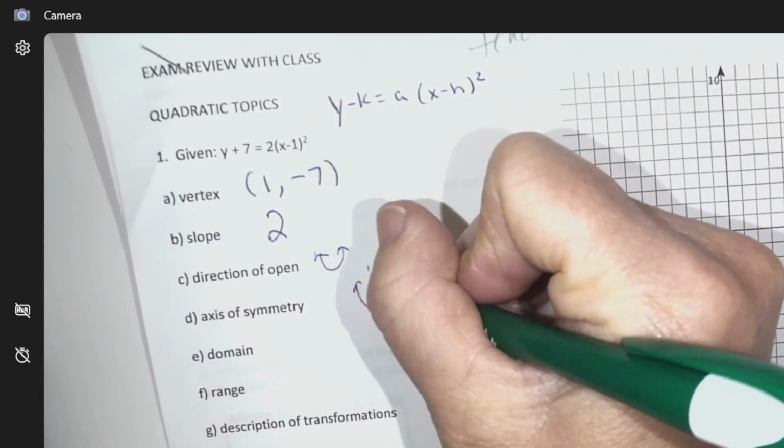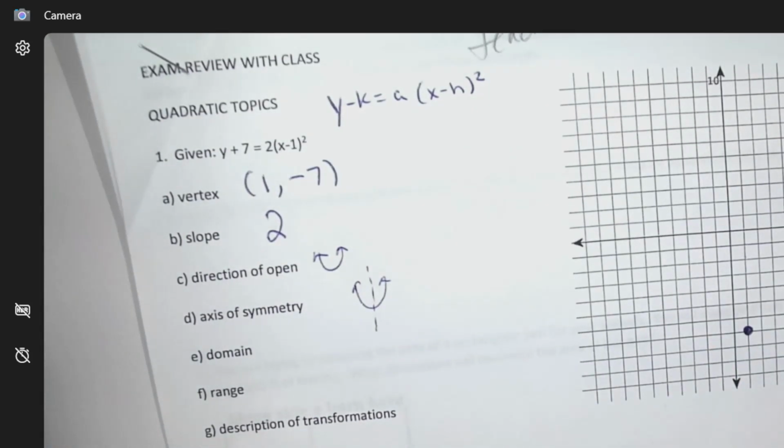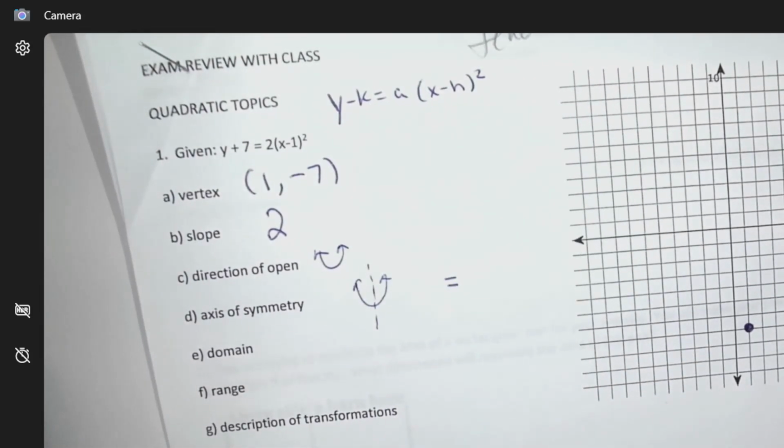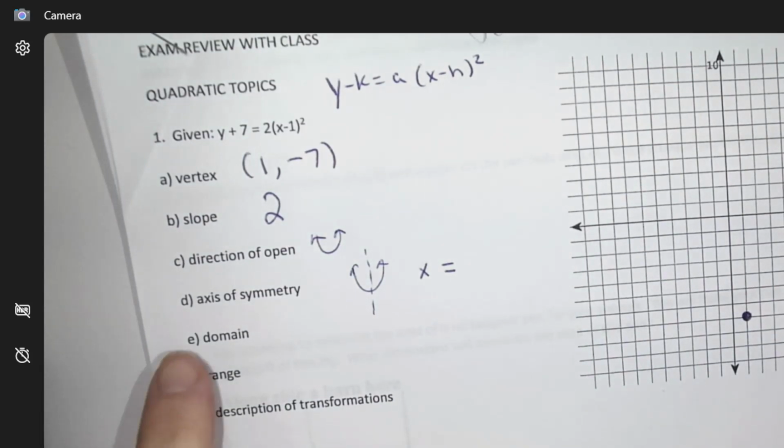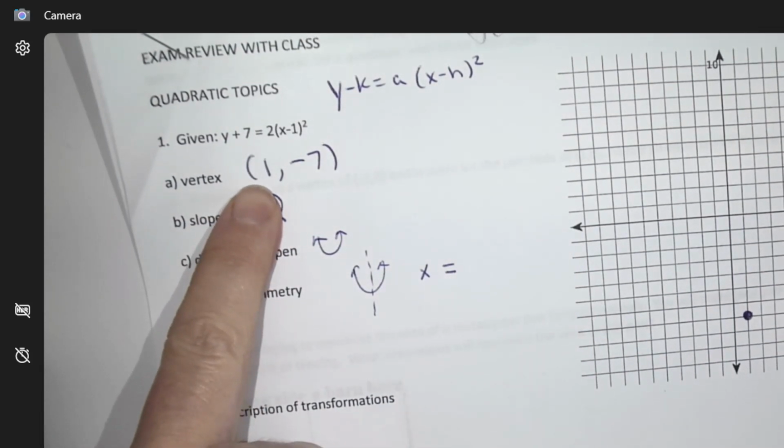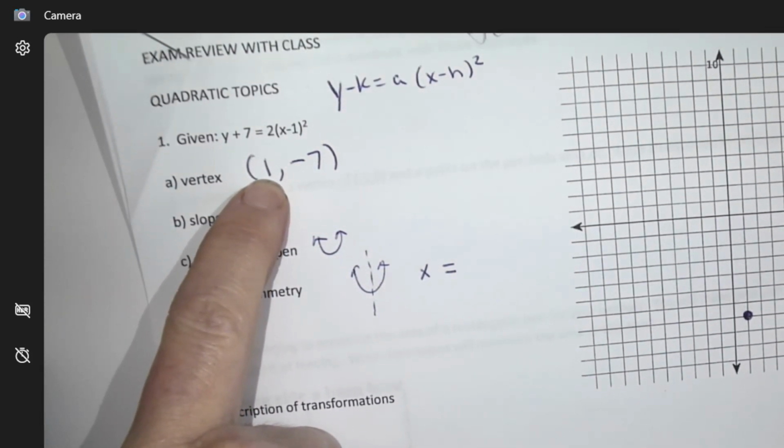Okay, the axis of symmetry is, if I could slice it right down the middle, what would that cut line look like? So I'm going up and down. So I need an equation. How do you make an equation of a line that goes straight up and down? x equals, and which x value is it going to go right through? Here, 1.